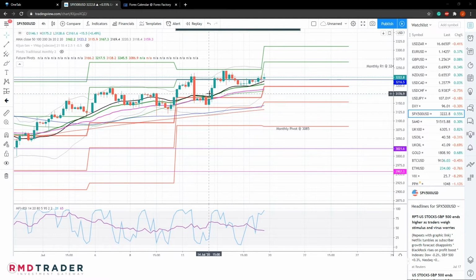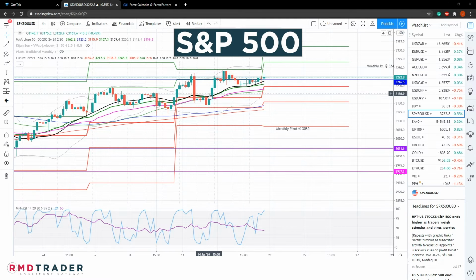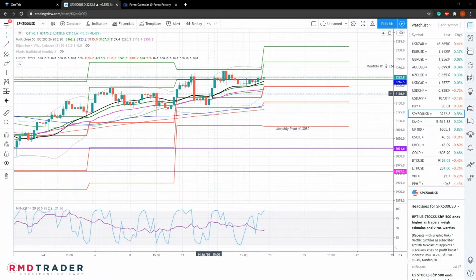Moving on to the S&P 500. Last week saw two of our targets being hit, both our support level that we set at 3,156, that was the weekly S1 pivot level, and then price went back up and tested the 3,240 level that we set as our resistance level perfectly.